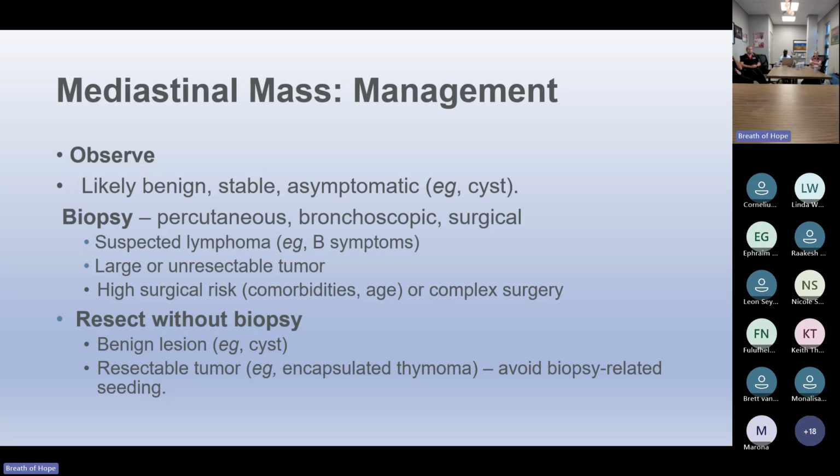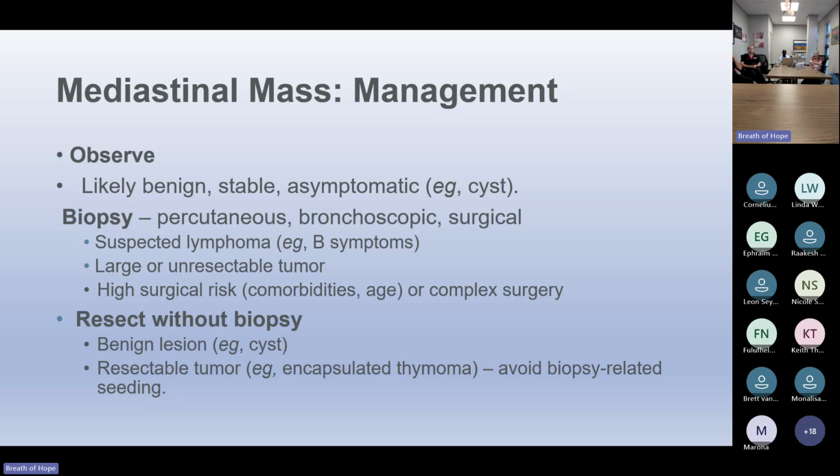Biopsy is always indicated, whether percutaneous, bronchoscopic or surgical, depending on your high index of suspicion. If you suspect lymphoma, biopsy is really key, with the B symptoms. For larger unresectable tumors, biopsy can also help, as in high surgical risk or complex surgery.